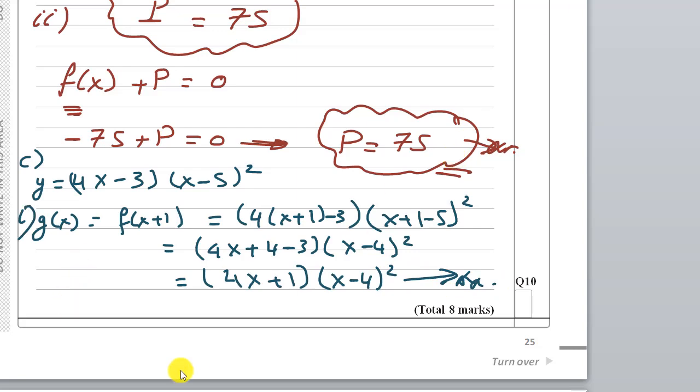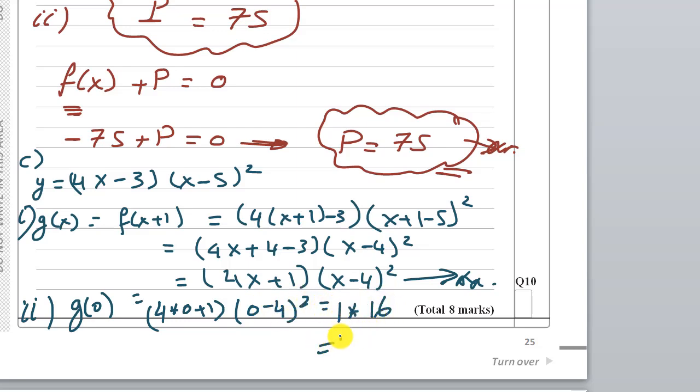The second part, y intercept of g of x. Y intercept means g of 0, which is equal to 4 multiplied by 0 plus 1 multiplied by 0 minus 4 squared. So 1 multiplied by 16, it's equal to 16. So 0 and 16. And this is the answer of this part. Let us go ahead to the last question.